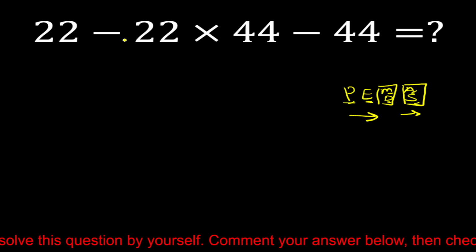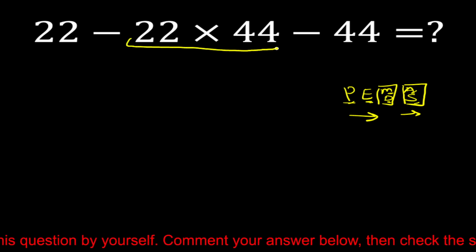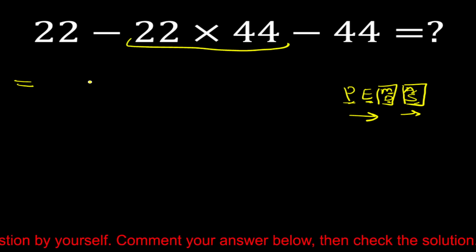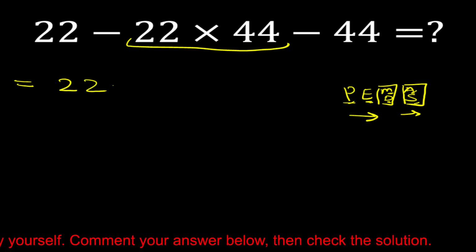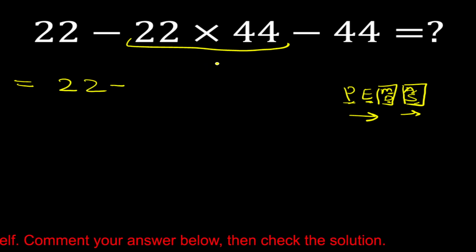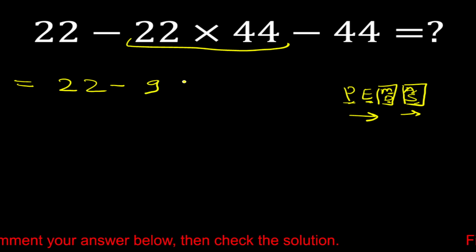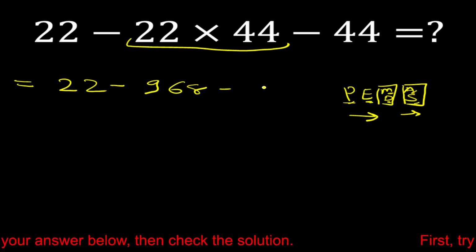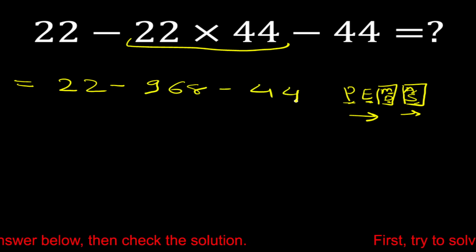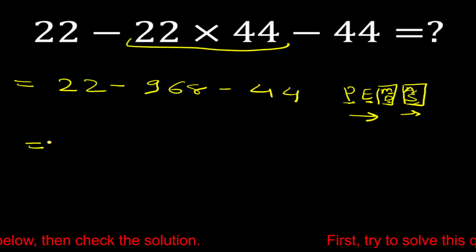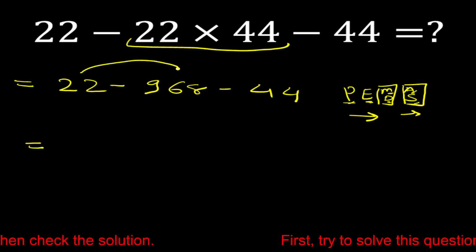So now in this question, the first priority is this multiplication. So 22 minus 22 multiply 44 is equal to 22 minus 968 minus 44. Okay.